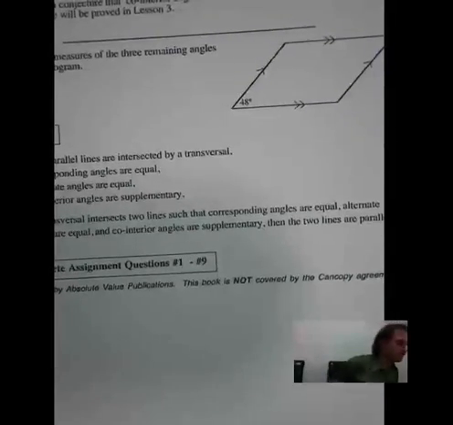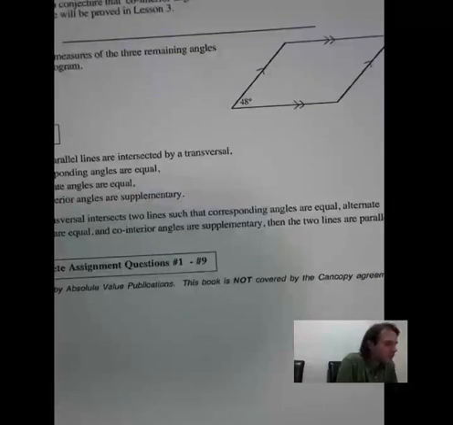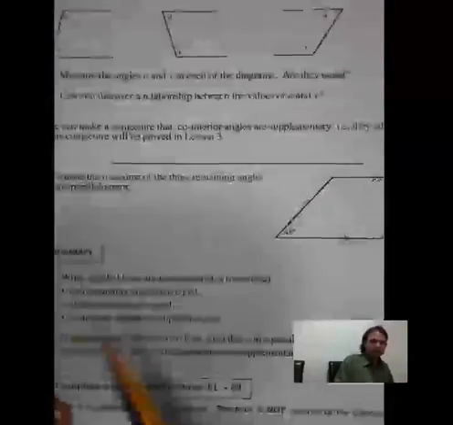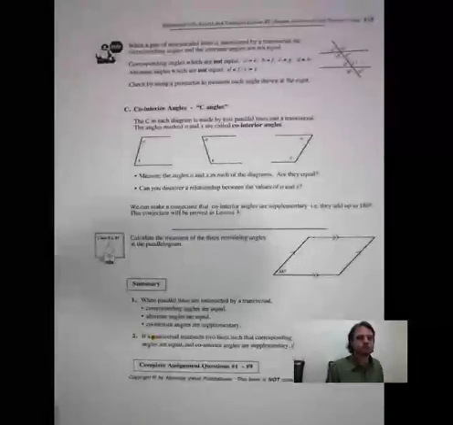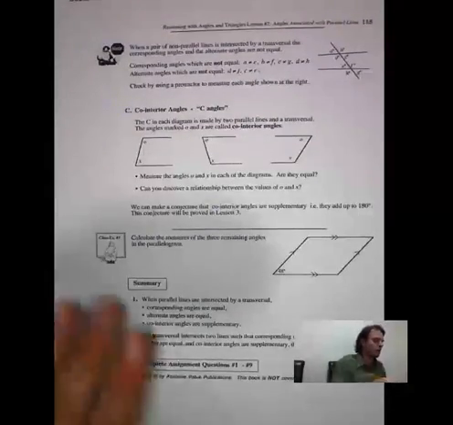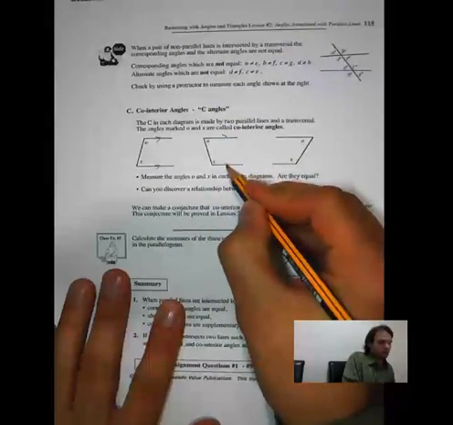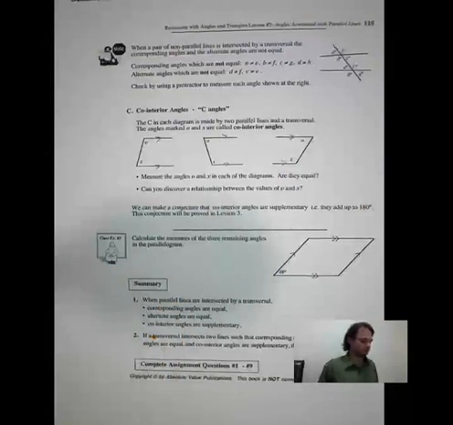All right, so here we go. Co-interior angles. So what are co-interior angles? The C in each diagram is made by two parallel lines. So in this diagram here, I'm just going to zoom out so we can see this better. So I have one parallel line here and a parallel line here. This and this are parallel, and this here are parallel.